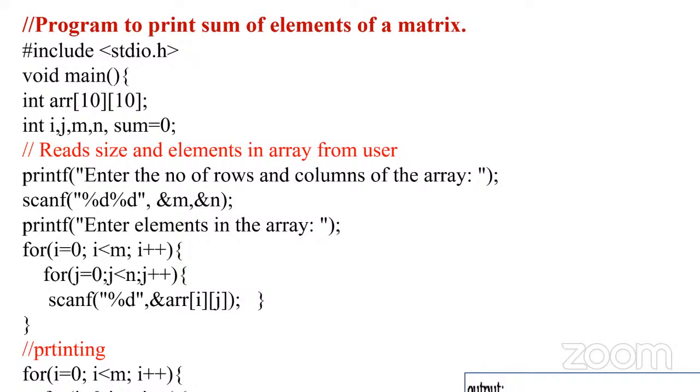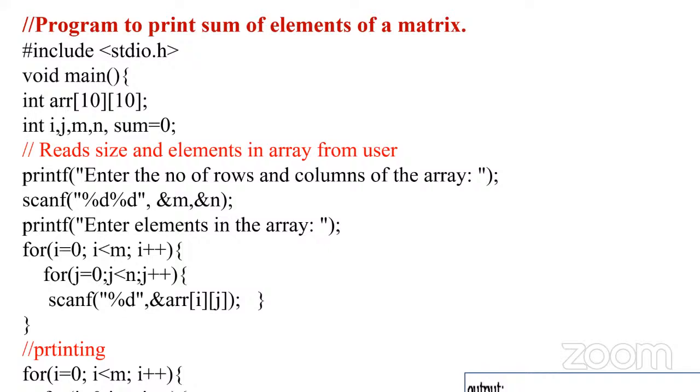Okay, entering the values is done. Till now, what have we completed? Entering the values. The user entered the values. How many rows and how many columns? 3 rows and 4 columns. Suppose I want 5 rows and 6 columns, I can also give that.